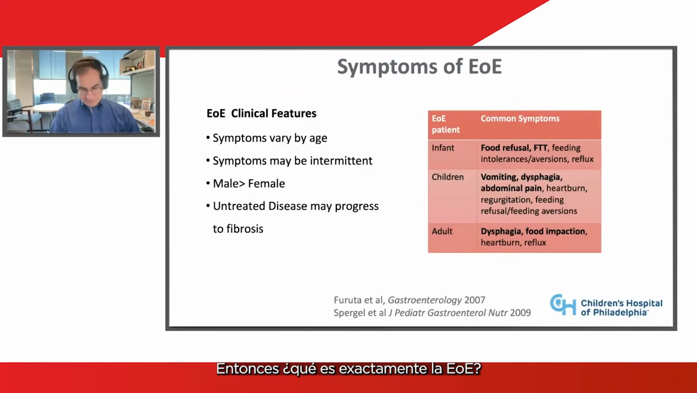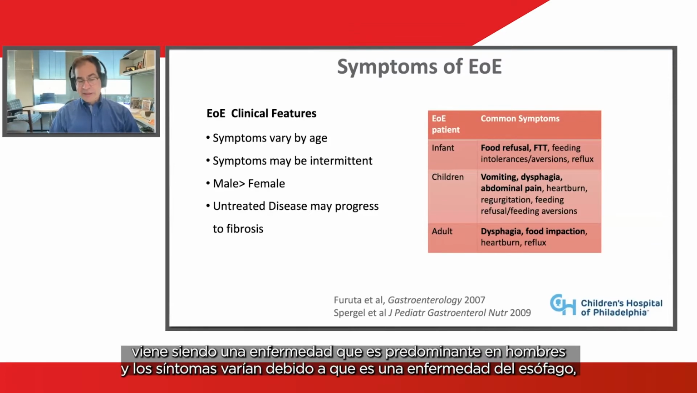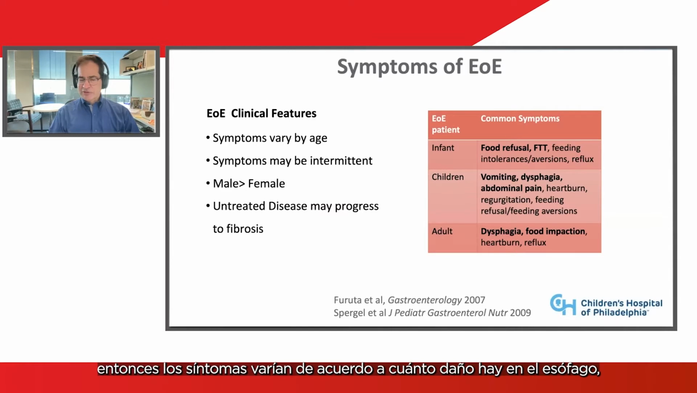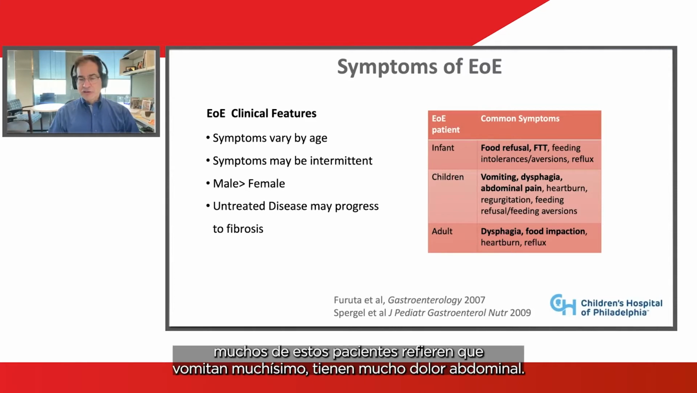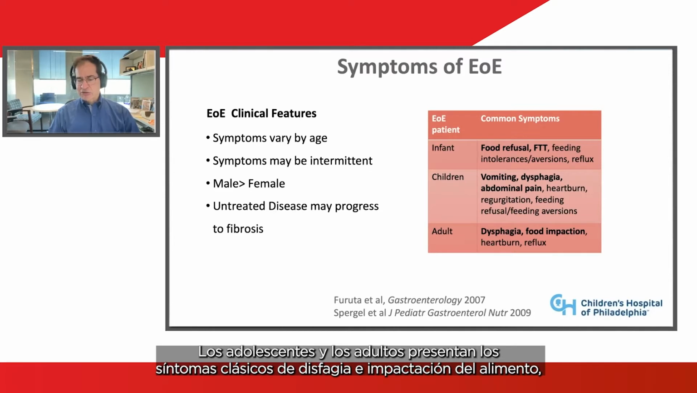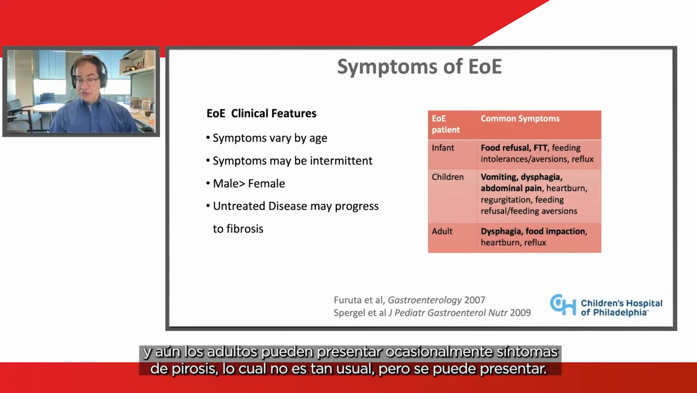So what is EOE? The symptoms of EOE really do vary by age. It is a male predominant disease, and the symptoms vary because it's a disease of the esophagus, depending on how much damage you have in the esophagus. So in infants and toddlers, it hurts to eat, so they present with food refusal and failure to thrive. Older children present with vomiting and abdominal pain, and adolescents and adults present with the classic dysphagia and food impactions. But even adults occasionally can present with heartburn and reflux. Unusual, but definitely can happen that way.